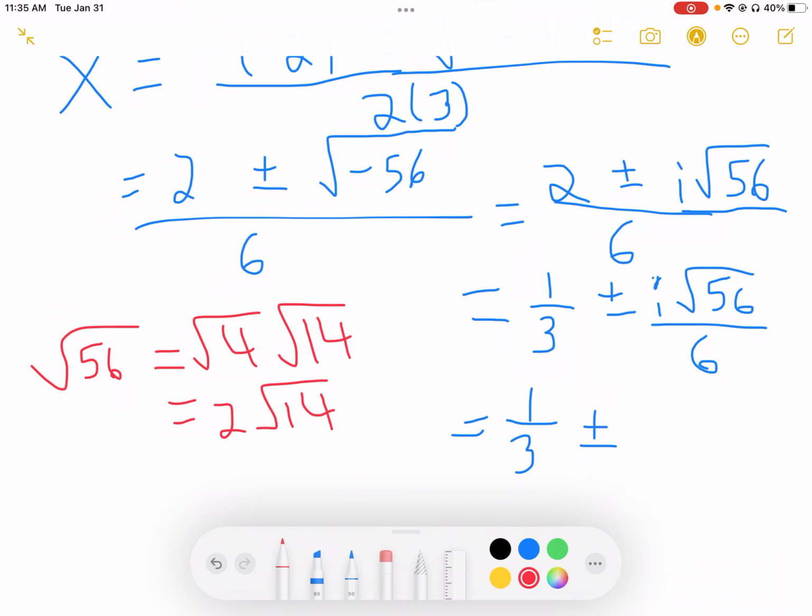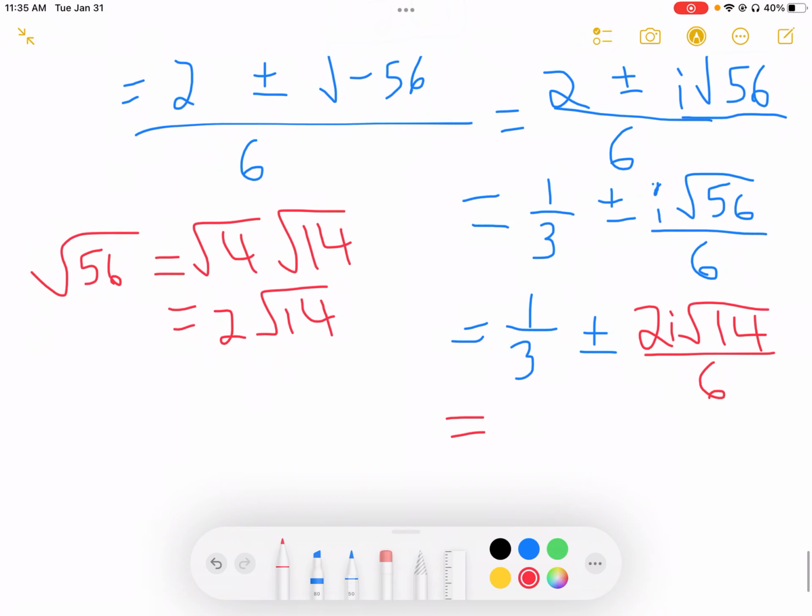Okay, so if I did that, then I have 2 square root of 14. Oh, forgot my i. 2i over 6. Okay, and then if I was going to simplify from there, then I'd have 1/3 plus or minus i root 14 over 3. Okay, main thing is a lot of work to get to that point, okay?